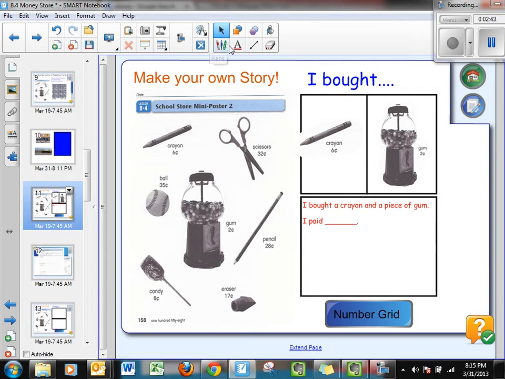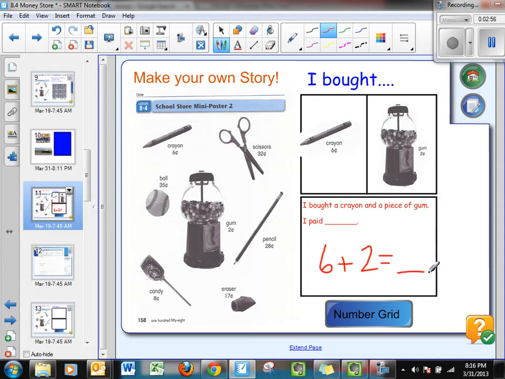Those are 2 important numbers that we're going to use. So again, I could write 6 cents and 2 cents. Now I'm going to add these together, and you might already know, hey, I know what that equals without even having to use fingers or use a number grid. I can just do that in my head.